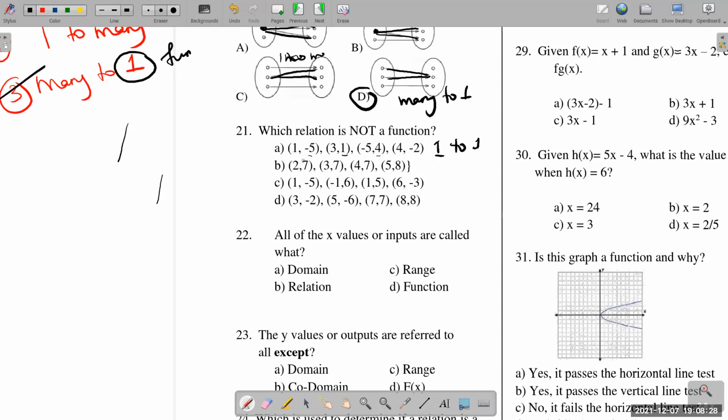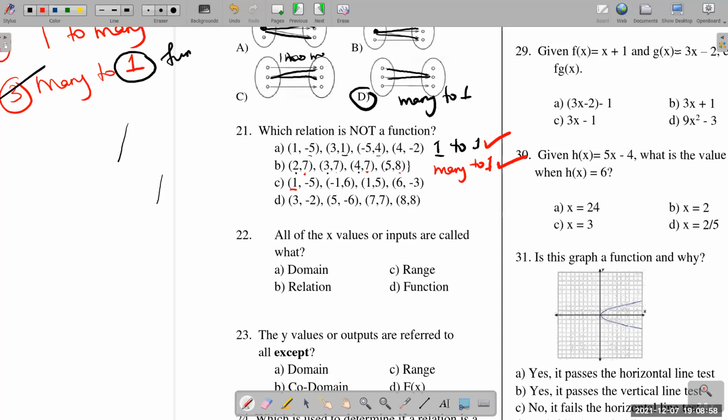Let's look at B. Look at the x's: 2, 3, 4, 5. All of the x's are different. Let's look at the y's: 7, 7, 7, 8. What do we realize here? 2 goes to 7, 3 goes to 7, 4 goes to 7. So this is what we call a many-to-one. So that's a function. Let's look at C.